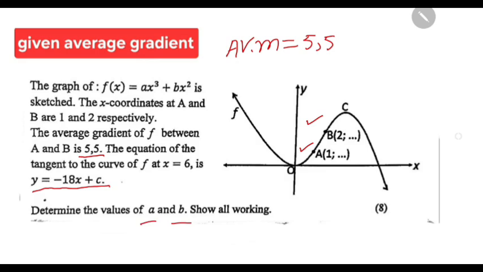So we need to show all calculation in the 8-mark question. This is the exam question. I took this question from a past exam paper. This is the second type, where the average gradient is given. How to solve this question, I'll show you now.